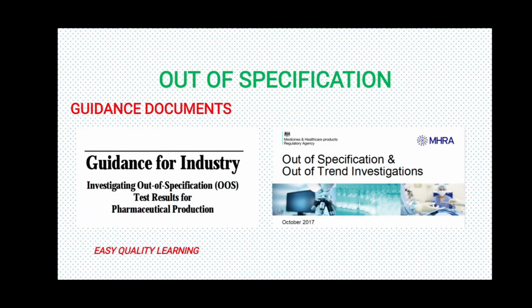First is investigating out of specification test results for pharmaceutical production. This is a US FDA guidance. The second one is the MHRA guidance, which is out of specification and out of trend investigations. This presentation is published by MHRA.